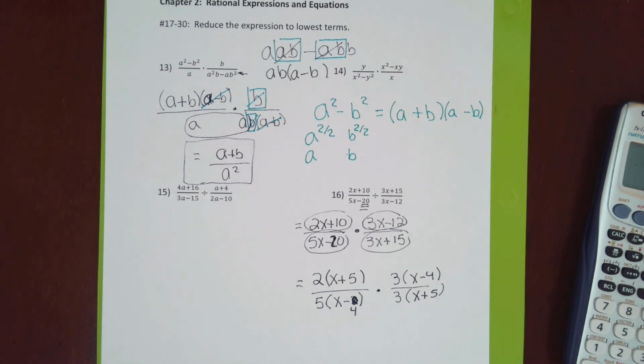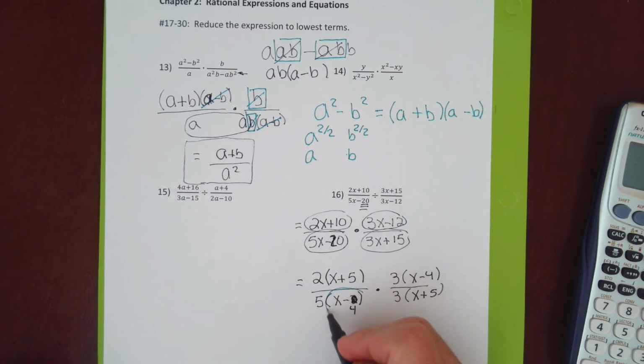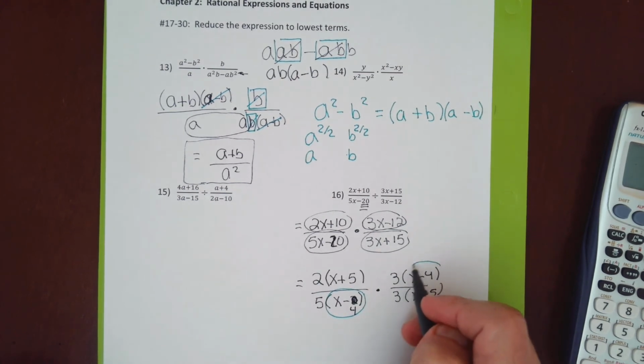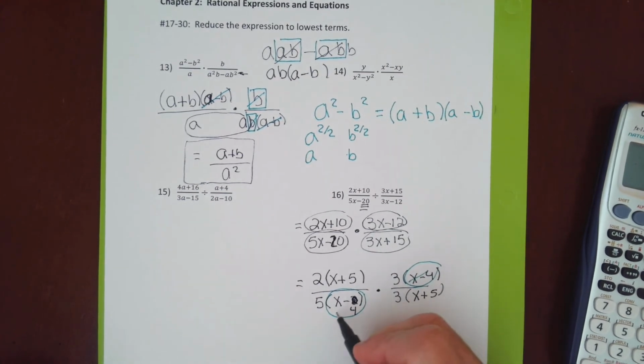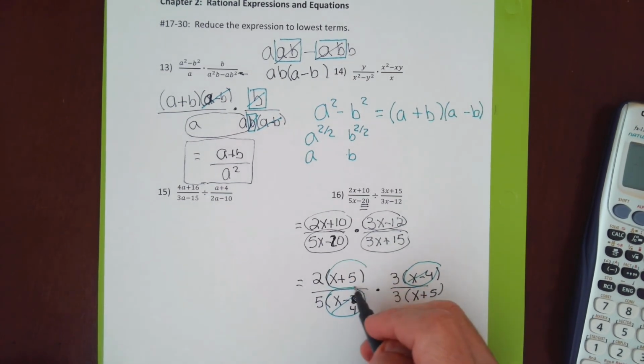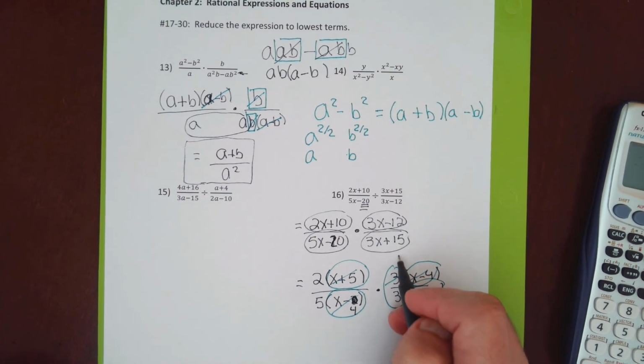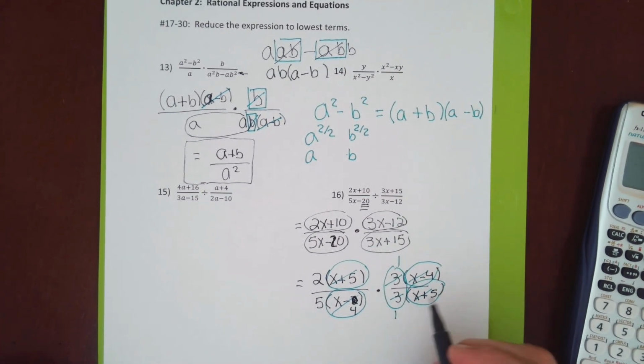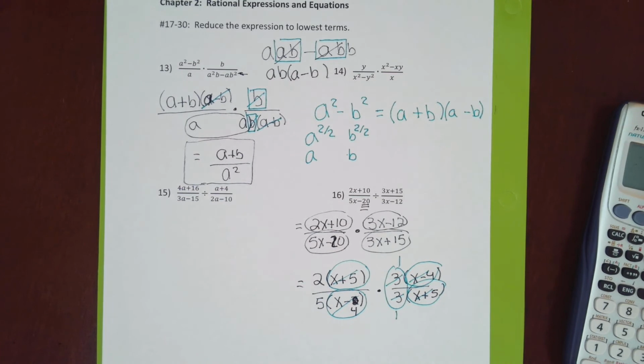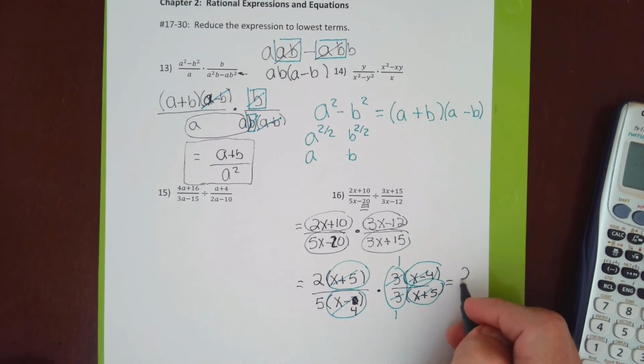So now I'm going to cancel. I'm going to cancel the x minus 4 in the left denominator with the x minus 4 in the right numerator. I'm going to cancel the x plus 5 in the left numerator by the x plus 5 in the right denominator. And I'm going to up and down cancel the 3's in the right fraction. They're each going to turn to 1's. So the only thing that hasn't canceled is the 2 in the left fraction's numerator and the 5 in the left fraction's denominator. So that's just going to be my answer, 2 over 5.